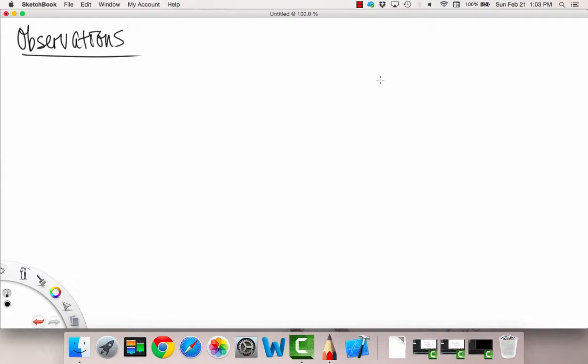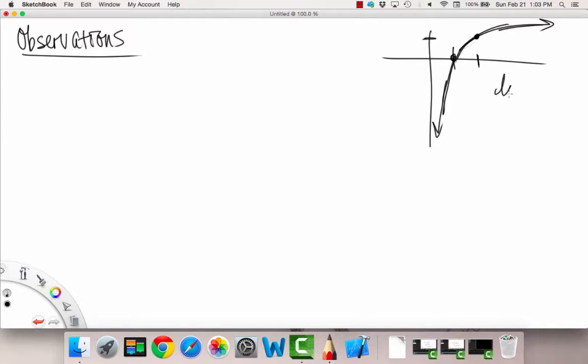And I'll just draw a quick sketch of what it looked like. So something like this, it crossed through the point (1, 0), and then it crossed through (2, 1), okay? And then it went down like this toward negative infinity as we went along. Okay, so this was our log base 2 of x.